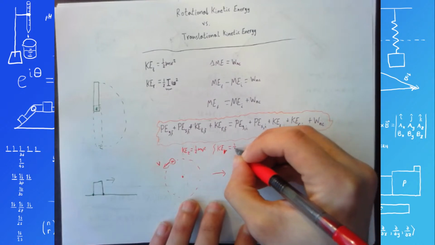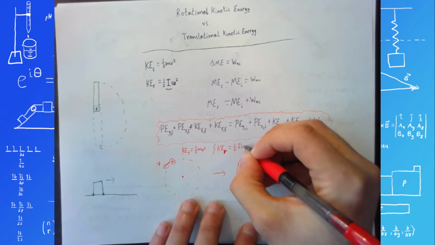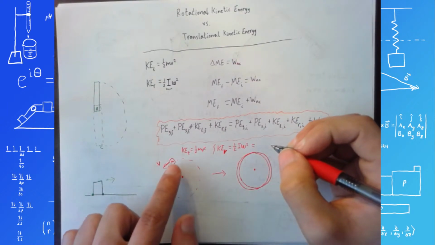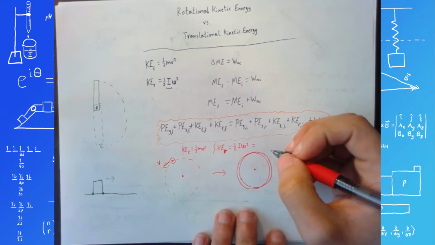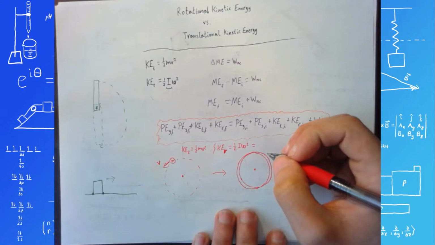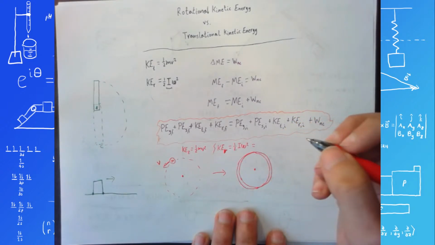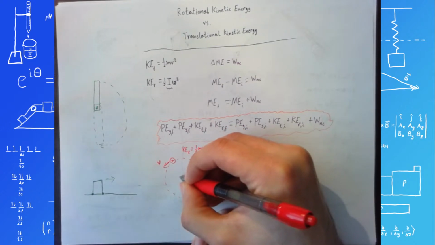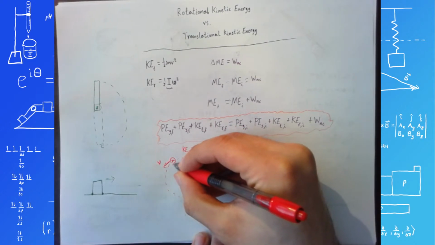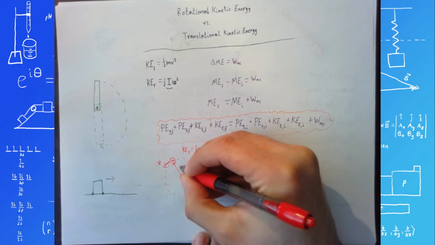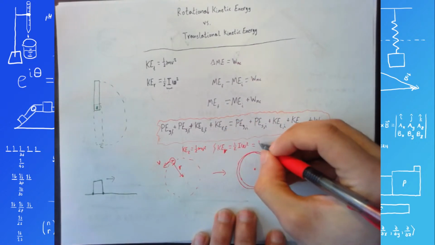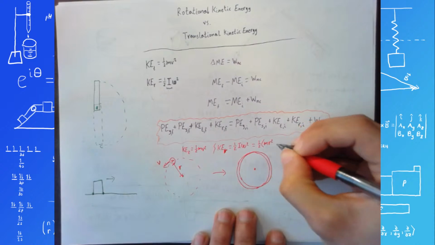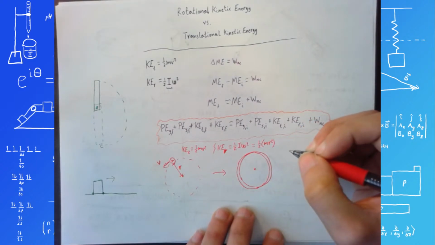Well, that's going to be 1/2 I omega squared. And what is the moment of inertia for this? Well, this is a point mass. So its moment of inertia is simply going to be its mass times its distance from the axis squared. Distance from the axis, that's the radius of this circular path. That's r. So 1/2, and then I is equal to mr squared for a point mass.